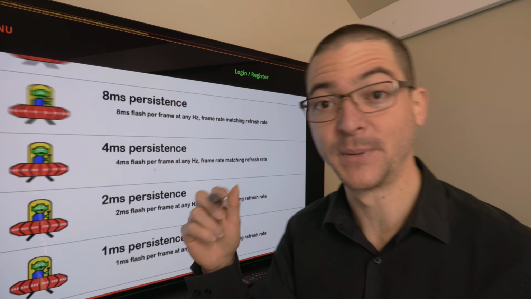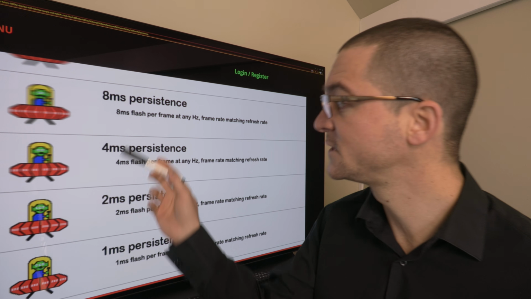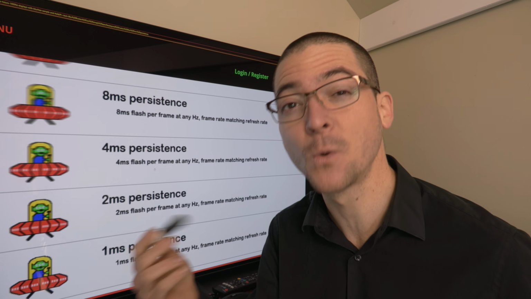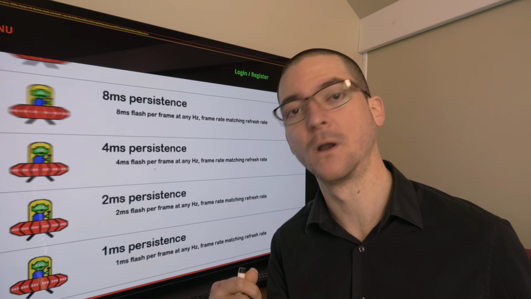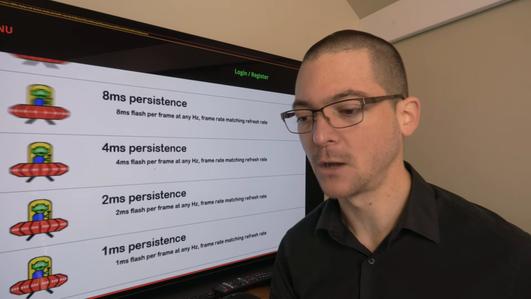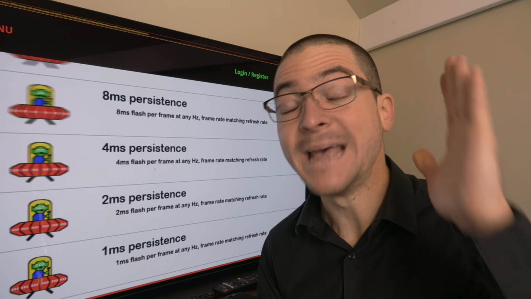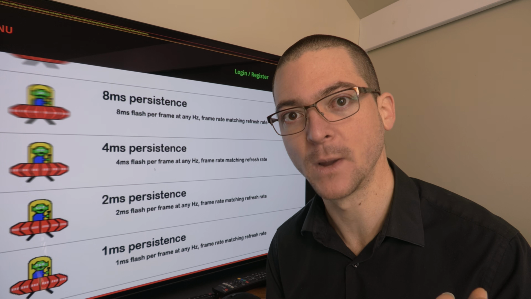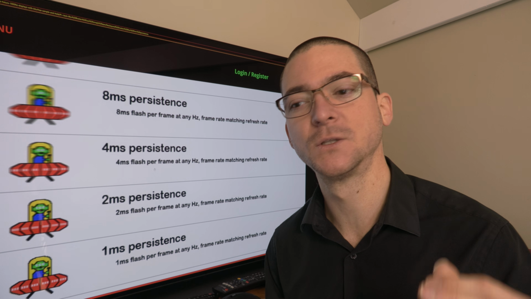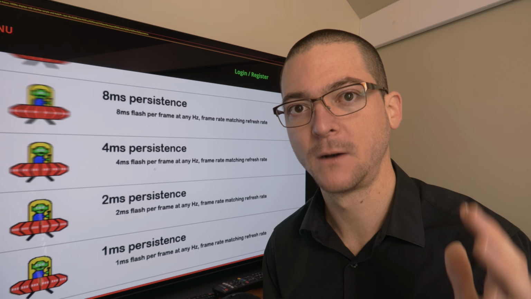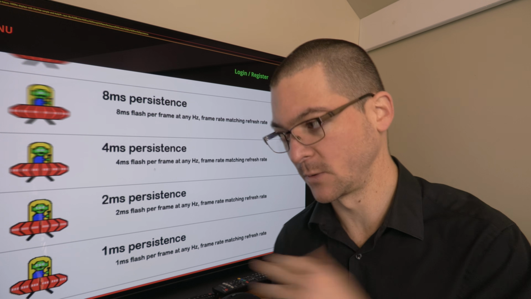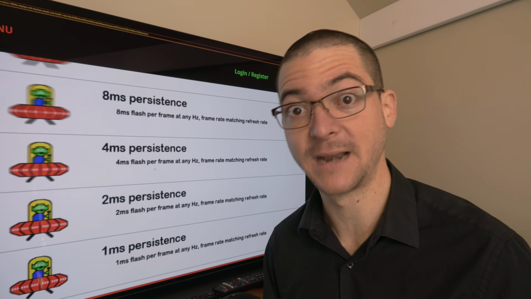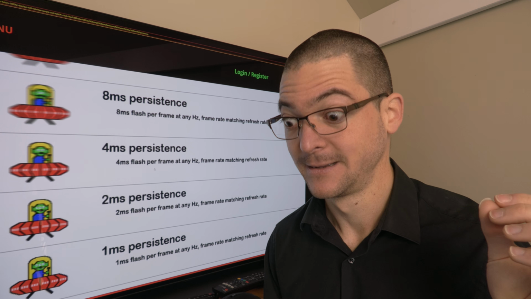That means that the persistence of the plasma TV is 4 milliseconds, okay? And that 4 milliseconds is equivalent to 240 Hertz. So the Blur Busters law tells you what is the minimum motion blur that any display can have, okay? Before we introduce other motion blur factors like gray to gray, the responsiveness of the pixels, which the plasma, at least the one that I have, suffers a lot.